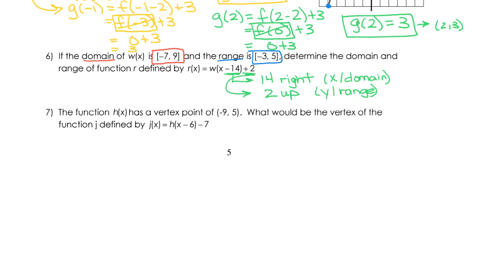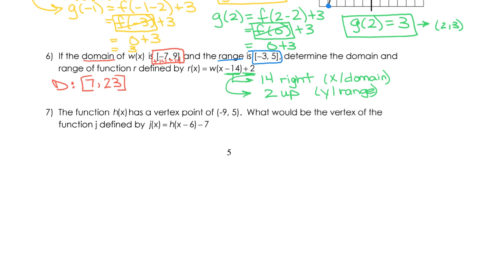All right, so here we go. If you're going to go 14 units to the right, that's the same thing as adding 14. We're going to add 14 to both numbers in the domain, and that's going to spit me out a new domain. So -7 plus 14 is positive 7. 9 plus 14 is 23. And there is our new domain.